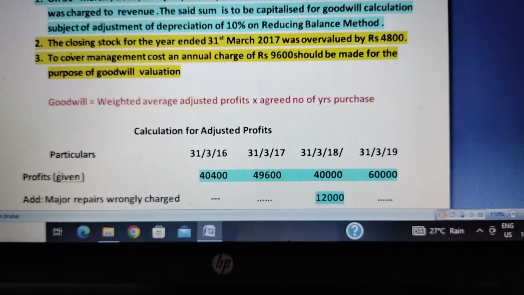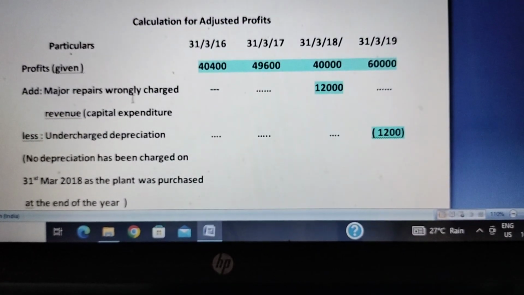Let's start with the first adjustment. A repair of plant. A repair was done in 2018. As this was charged to profit and loss account, definitely the profit of 2018 has been reduced. So we have to add this to the profit. So we are adding major repairs wrongly charged to revenue. This is capital expenditure. Okay, this is capital expenditure. So this is added to the profit of 2018.